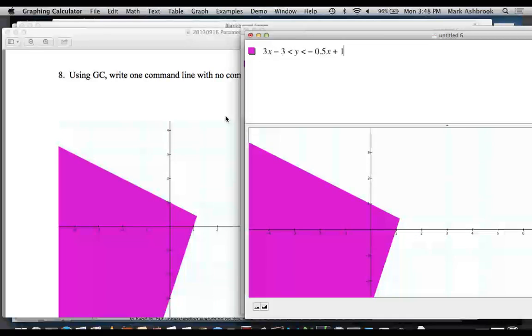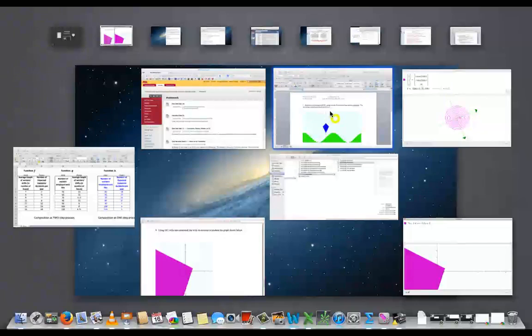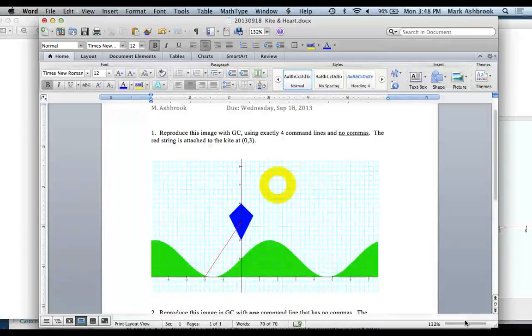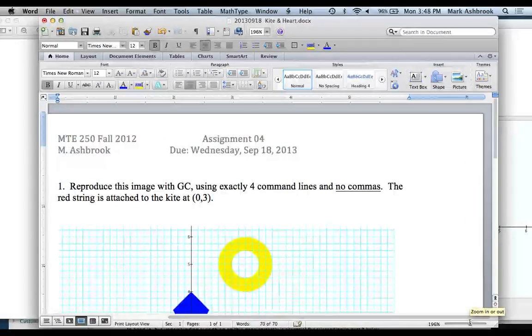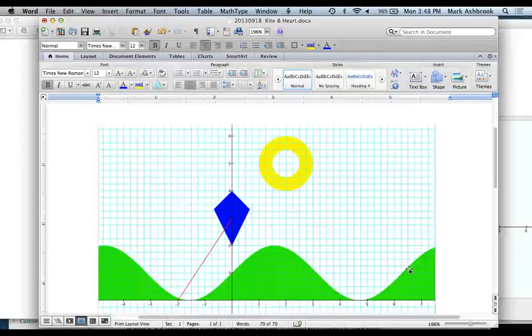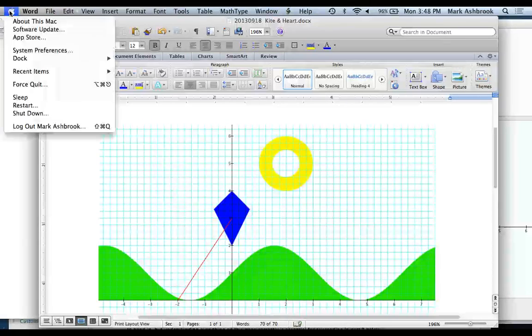So another task also for Wednesday. 4 lines and no commas. Fun. 4 lines, no commas. You flying a kite at the park? Yes, I'm flying a kite at the park, with a hole in it. Oh, we're still not circular here. Oh, right. I figured out how to do that.